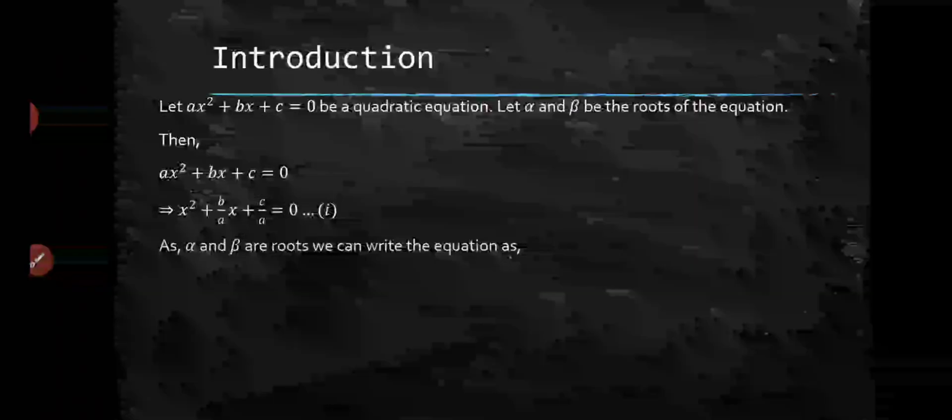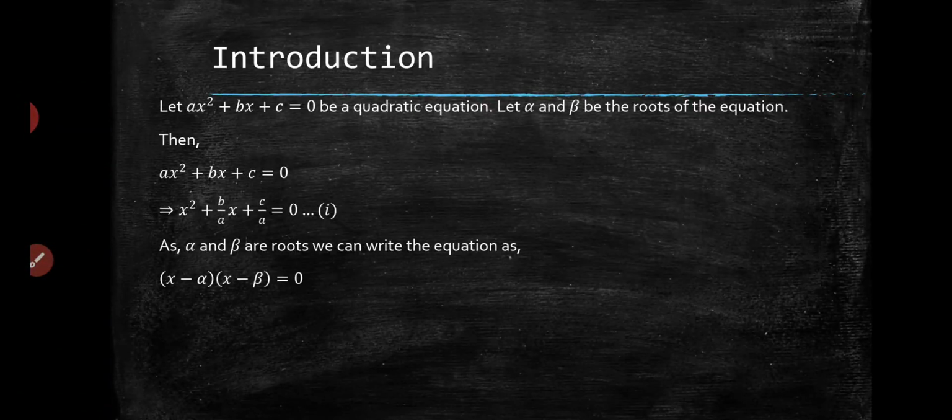Then as we have alpha and beta, two roots of the quadratic equation, definitely I can write the factors of this quadratic equation as (x − alpha)(x − beta). Means I can separate out the factors as x − alpha and x − beta. Then if I multiply these two, this is what I get: x² − (alpha + beta)x + alpha beta = 0. Now I have marked the first equation as 1, the second one as 2. Now these two are basically the same equations.